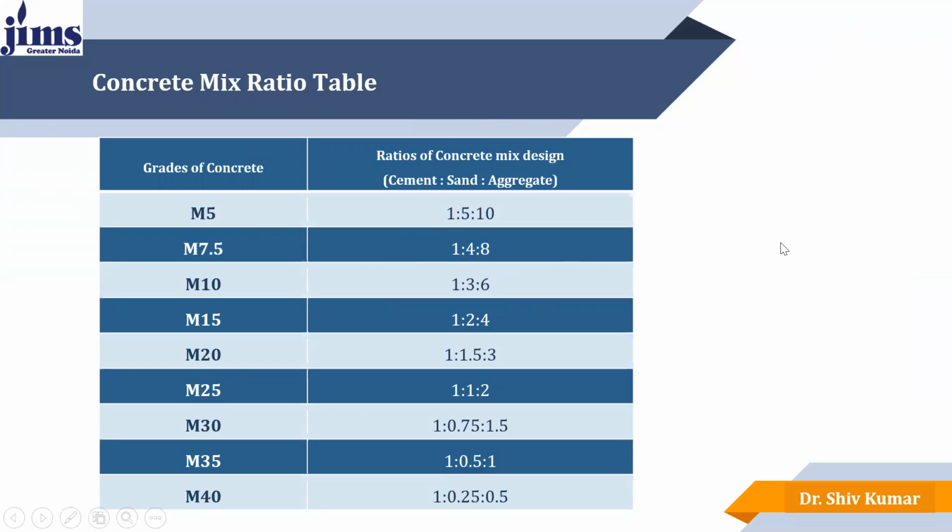1 is to 5 is to 10. It means 1 part of cement, 5 parts of sand, and 10 parts of aggregate. And this is followed as per the concrete grade. So the ratio may vary as per the concrete grade, because when we increase from M5 to M40, M denotes the mix and 5 denotes the compression value.